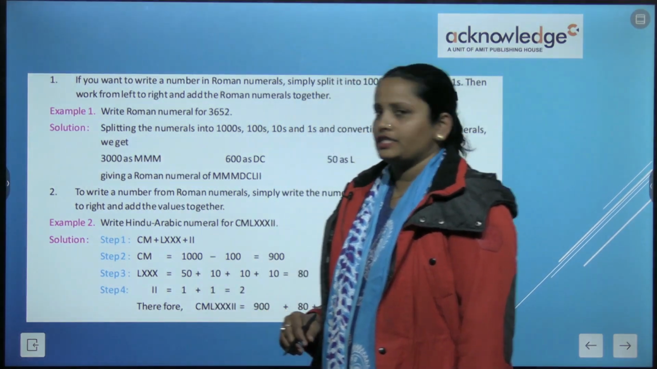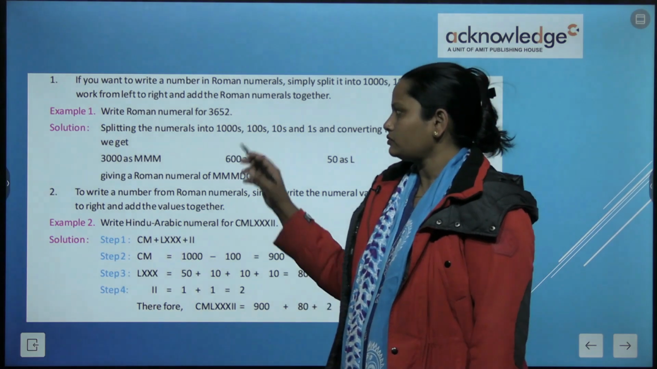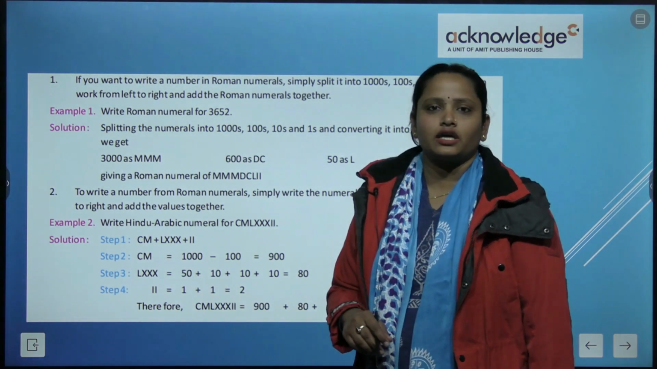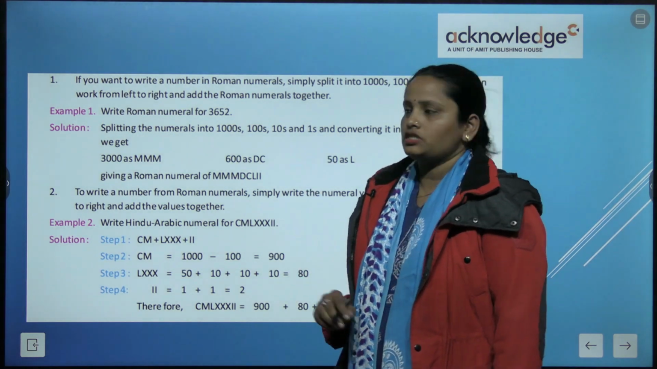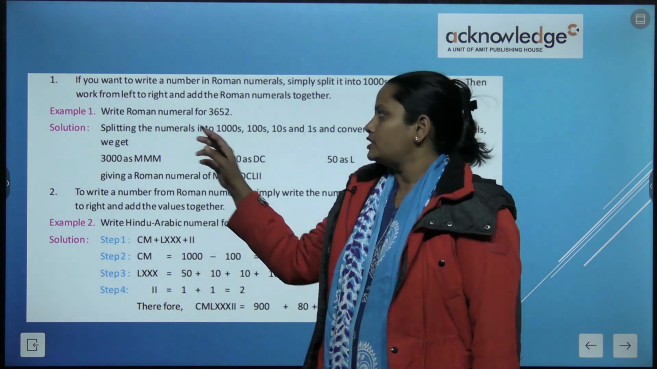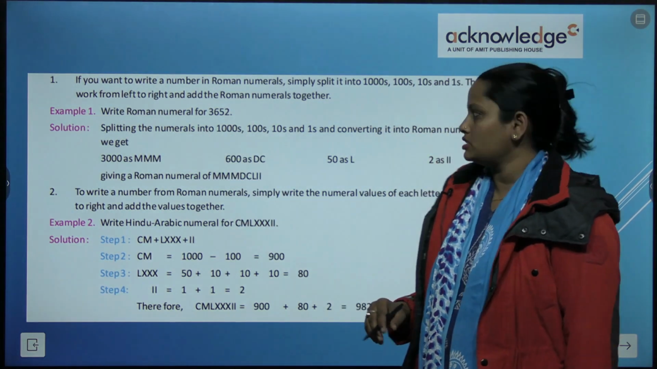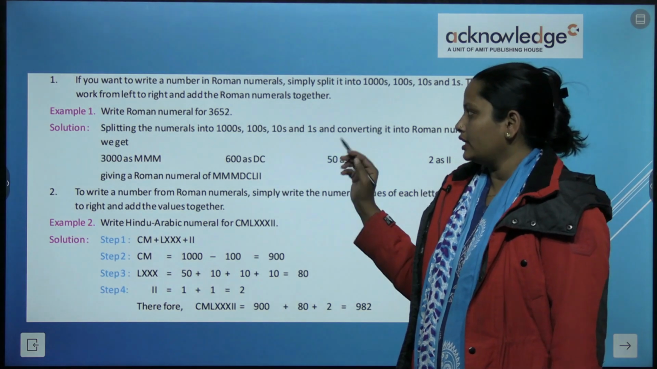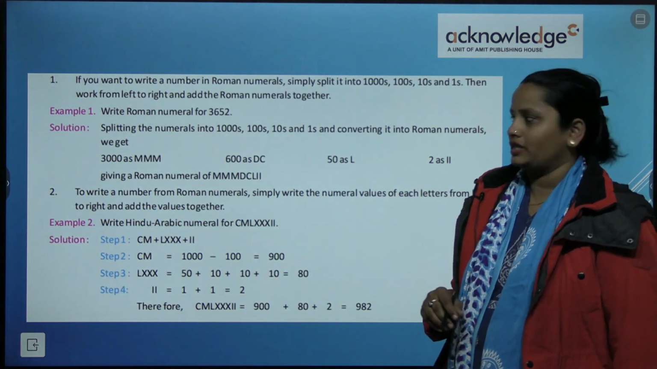For example, let's see example number 1. Write Roman numerals for 3652. How will we write Roman numerals for 3652? Split the number into thousands, hundreds, tens and ones. Now we divide this number into different parts.